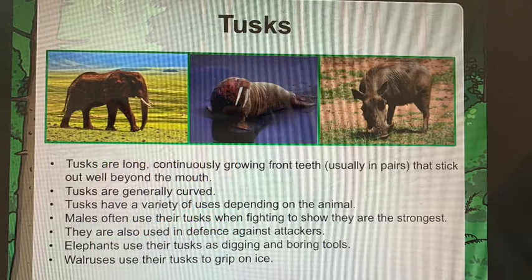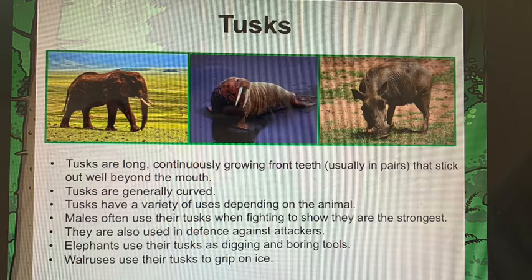Now we're going to take a look at different animal body parts and why they're useful. So here we're looking at tusks. There's pictures there of animals that have tusks. Tusks are long, they continuously grow, they're front teeth, and usually they grow in pairs and they stick out well beyond the mouth.